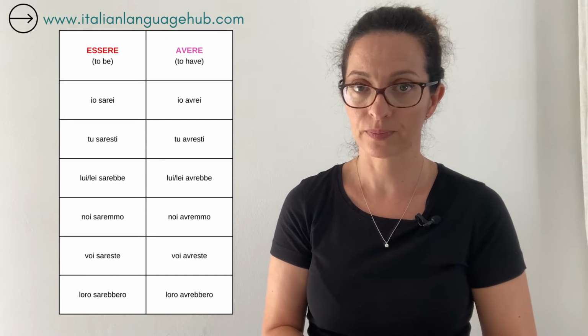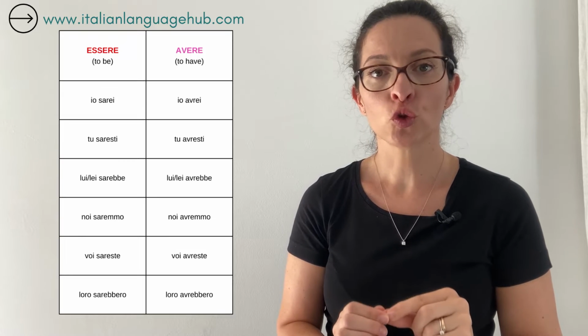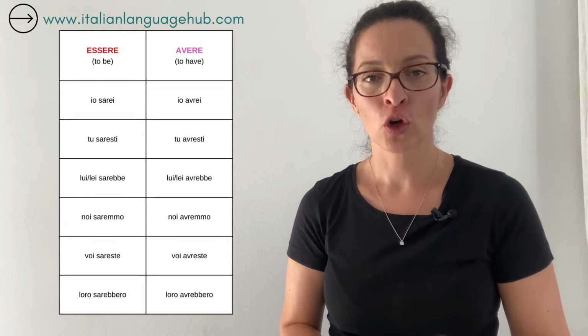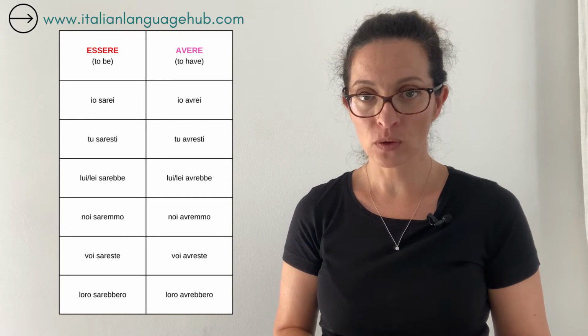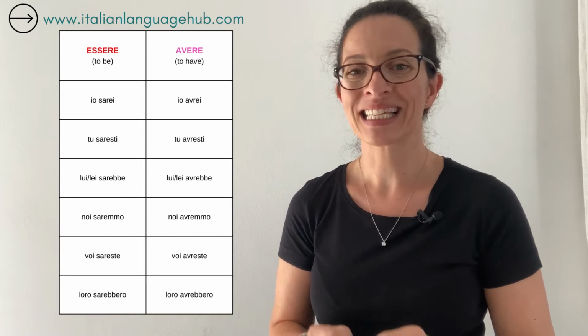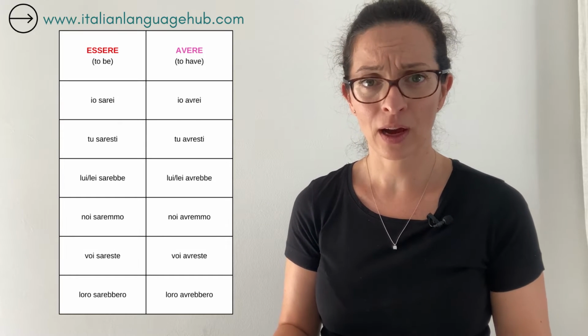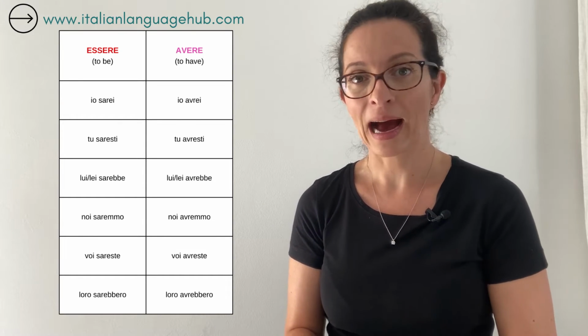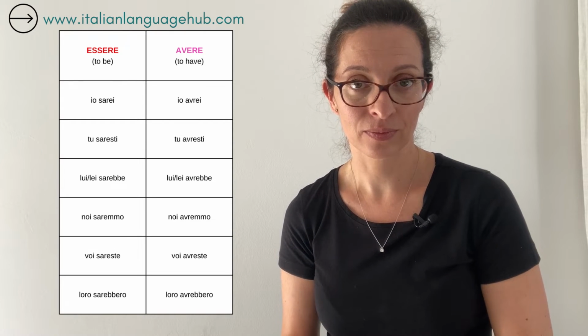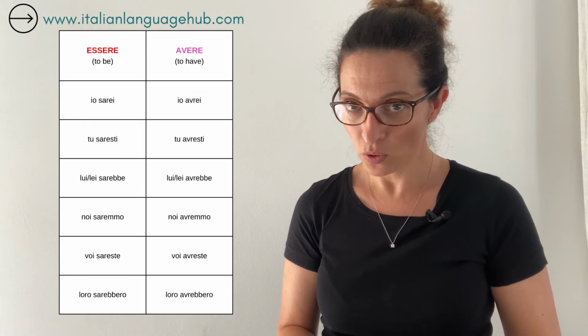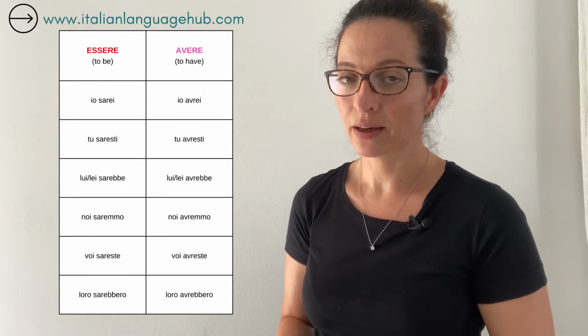Repeat them with me. Io sarei. Tu saresti. Lui, lei sarebbe. Noi saremmo. Voi sareste. Loro sarebbero. How about avere? Io avrei. Tu avresti. Lui, lei avrebbe. Noi avremmo. Voi avreste. Loro avrebbero.